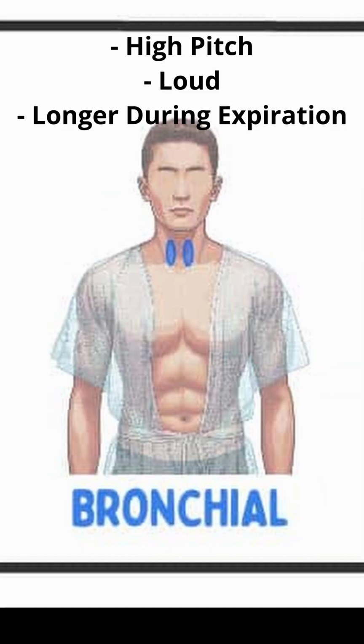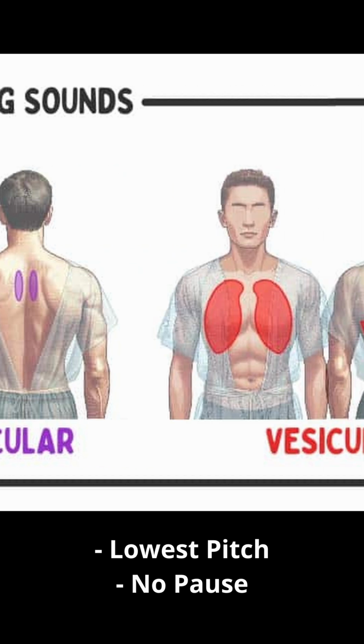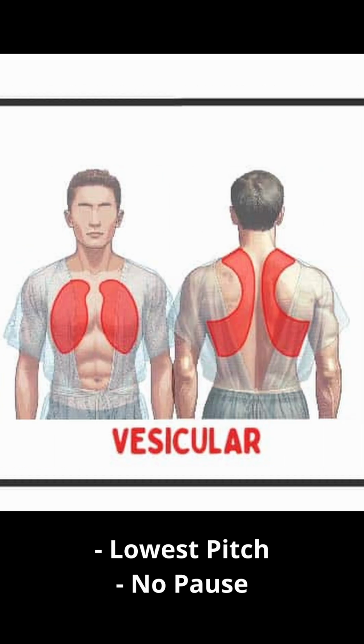Normal lung sounds are bronchial, bronchovesicular, or vesicular. Bronchial sounds are heard over the trachea and larynx. They are high-pitched and loud, lasting longer during expiration. Bronchovesicular sounds are heard over the major bronchi. They are medium-pitched and may have a brief pause between inspiration and expiration. Vesicular sounds are heard throughout the peripheral lung fields and are lower in pitch.